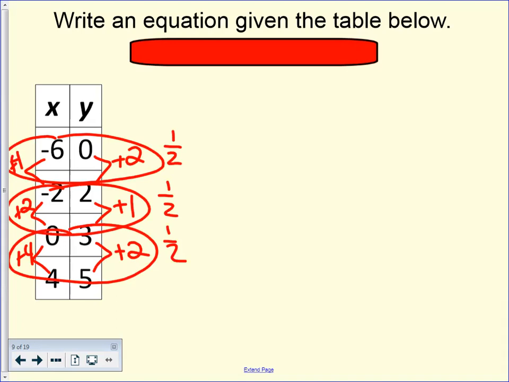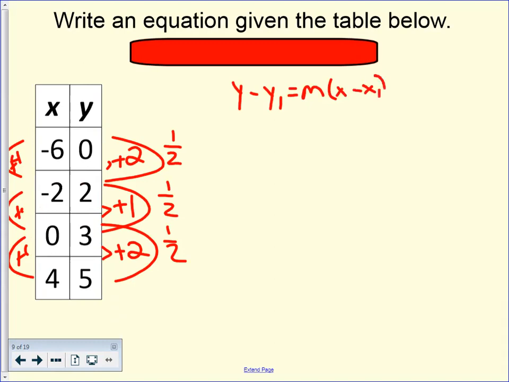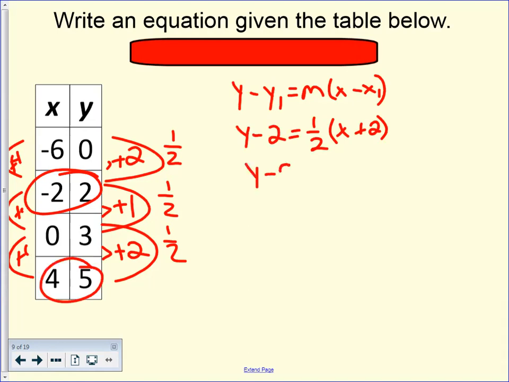I can pick any of these coordinates again to go ahead and put into my equation. You have 4 different coordinates that you could use. It doesn't matter which one you pick. Y minus y1 equals m(x minus x1). So if I have my slope, go ahead and put that in, 1/2. And let's say I pick -2, 2. So y minus 2 equals 1/2(x plus 2). Let's say you wanted to do the positives. Well, that would be y minus 5 equals 1/2(x minus 4).